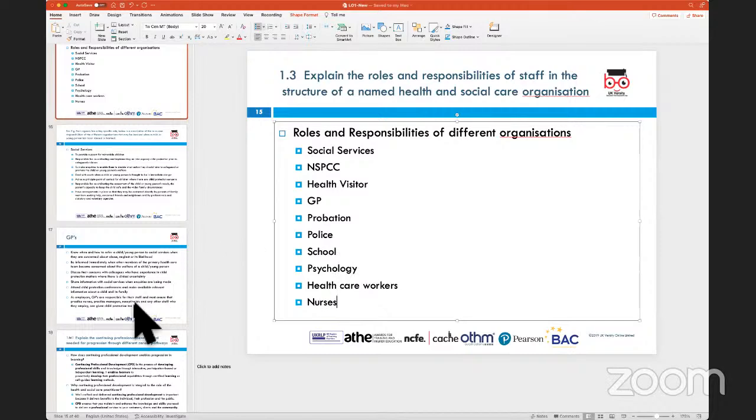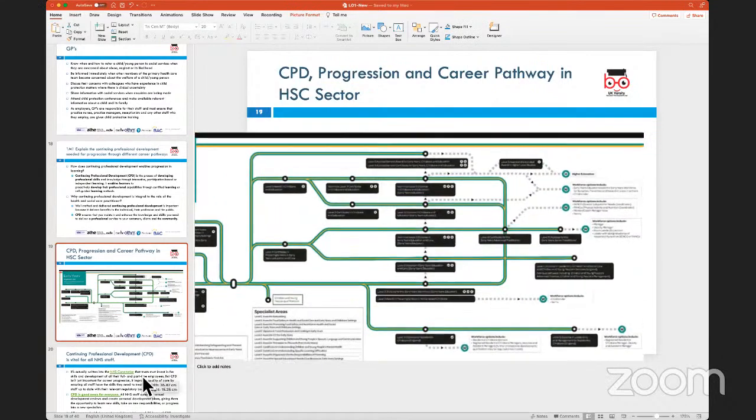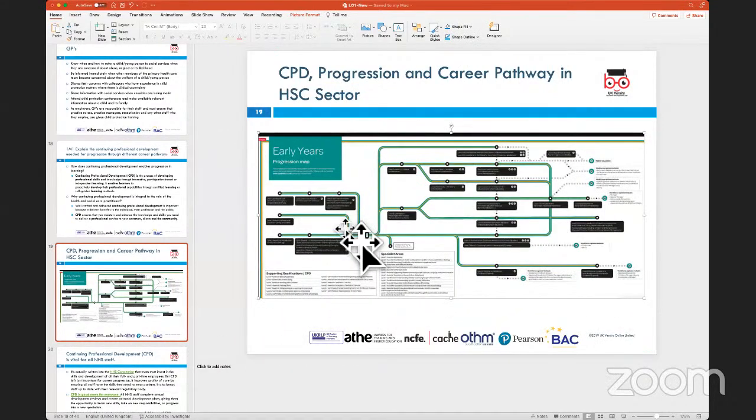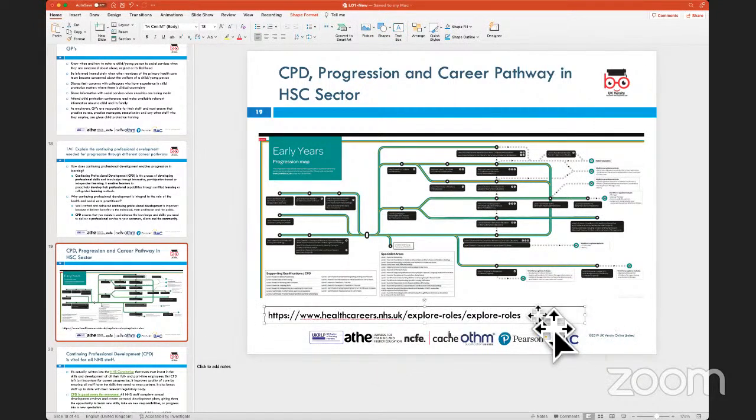When we look at a broad chart, there are different types of roles which you can look at within this sector. This is a chart that I've taken from an NCFE website, and this basically highlights all the different roles that people can do within the health and social care sector. I need to put the link across here so that you are able to go in and explore some of these roles.